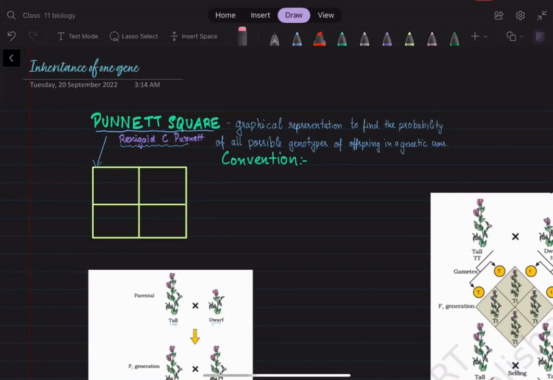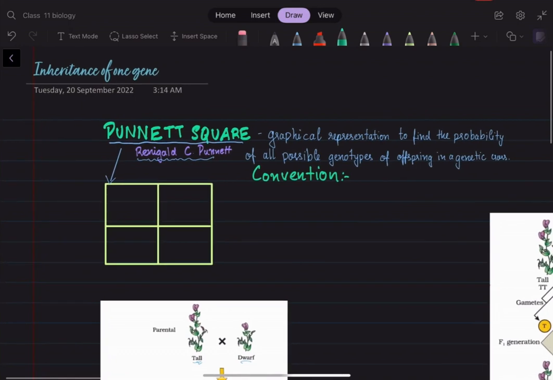In the previous video, we started with the principle of inheritance, and in this video, we'll be doing inheritance of one gene. So first, let's dive into the convention that we use to represent alleles.